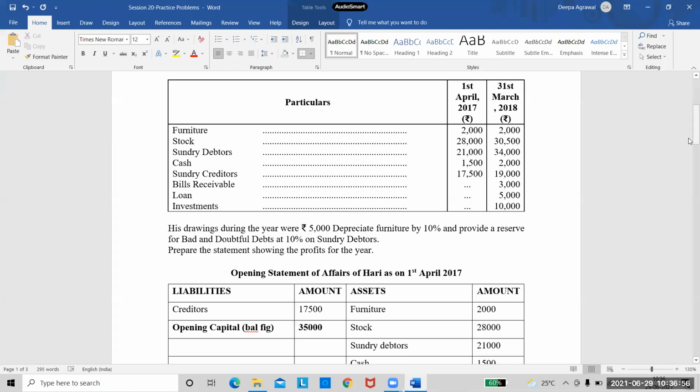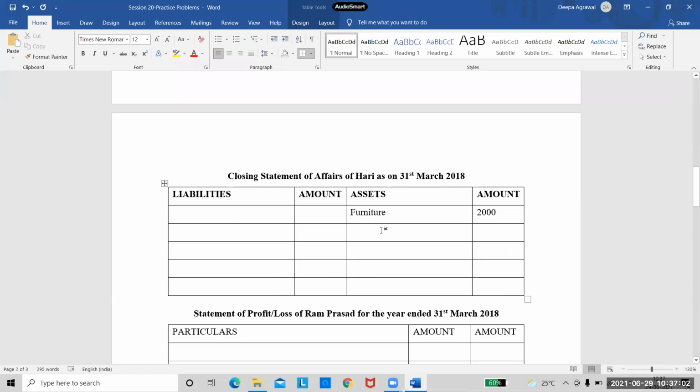Yes, what do we have after furniture? We will continue now. The next item I have is stock, and the stock value is given as 30,500. The next one is debtors, again an asset. So debtors is 34,000. I'm not taking any adjustments. All depreciation adjustments are taken in the statement of profit. Next one is cash. Cash is again 2,000.